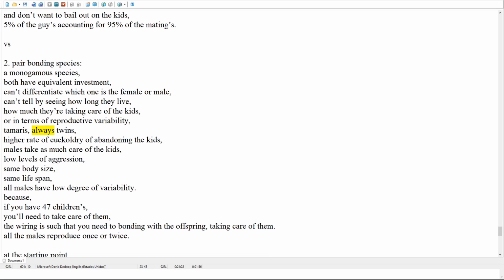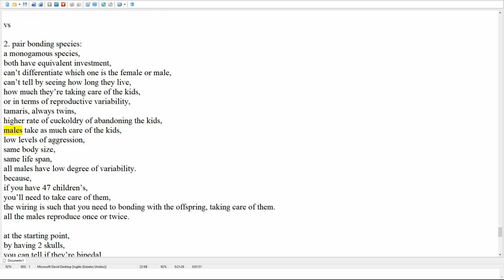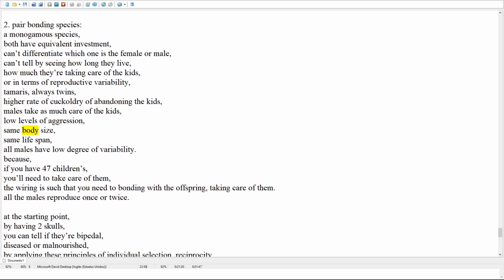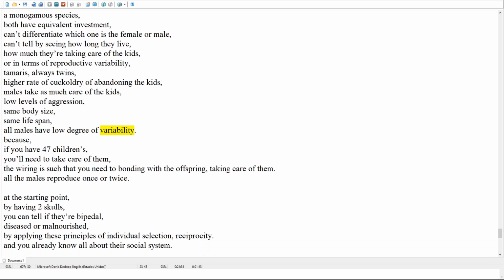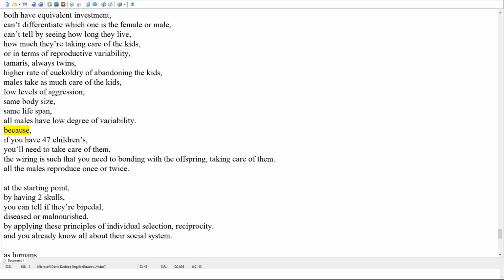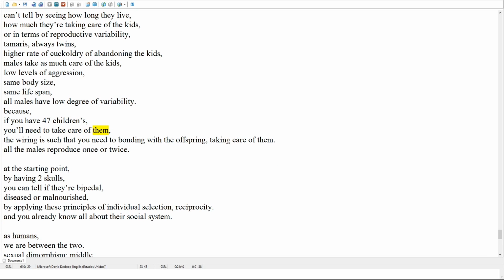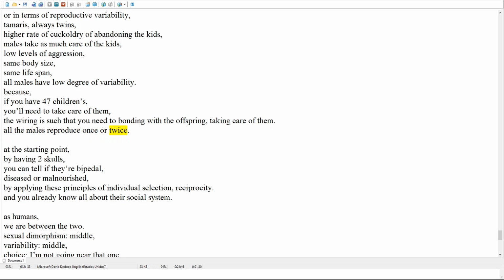Tournament species, always twins. Higher rate of cuckoldry, of abandoning the kids. Pair bonders: males take as much care of the kids. Low levels of aggression. Same body size. Same lifespan. All males have a low degree of variability. Because if you have 47 children, you'll need to take care of them. The wiring is such that you need to bond with the offspring, taking care of them. All the males reproduce once or twice.